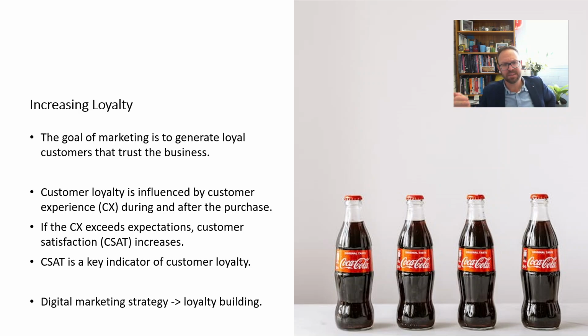And customer satisfaction is a key indicator of customer loyalty. They are different concepts. We've done a lot of research in this in marketing at the moment, trying to understand and unpackage how customer satisfaction and customer loyalty work together. They're very closely related, so it's hard to distinguish them, but they are different concepts.